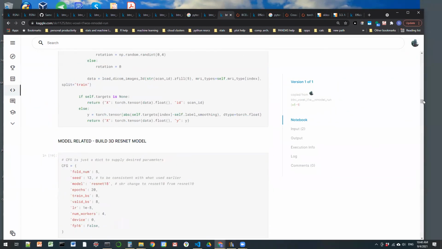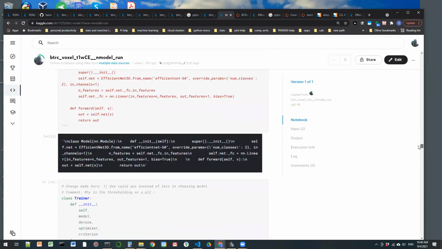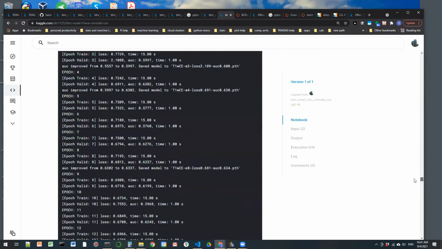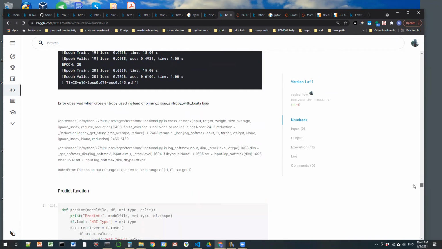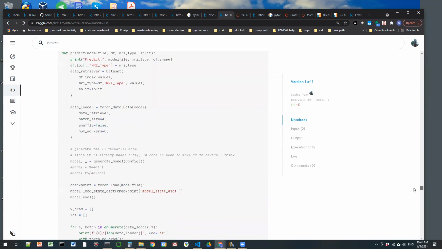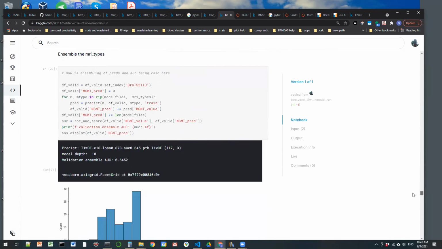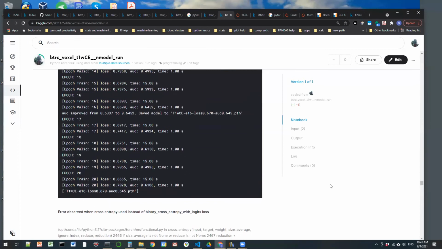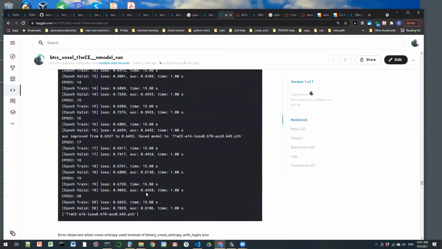Let's see, remember we got 0.59 in the other case. Yeah, you can see some 0.6s and 0.67, 0.645. So you can see that it's also varying from type to type. Right. And you get an AUC of 0.61 or 0.645.